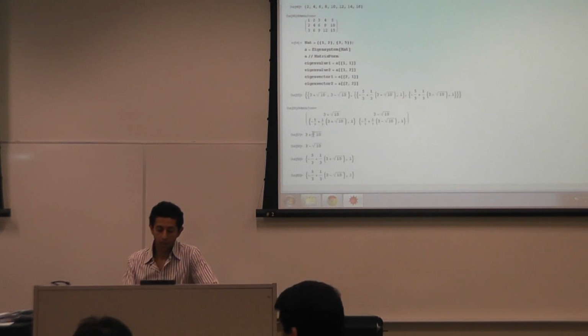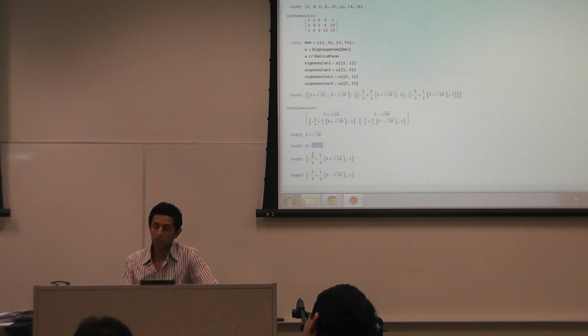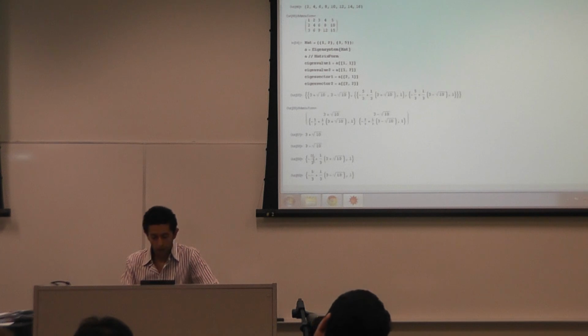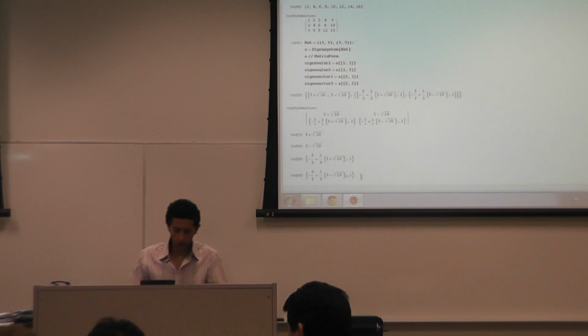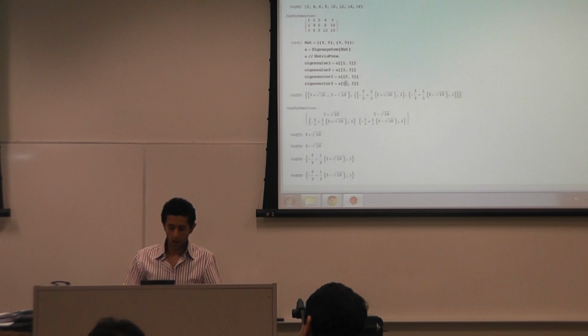This is the first eigenvector, the second eigenvector, and the associated eigenvalues. Eigenvalue 1, eigenvalue 2, eigenvector 1, eigenvector 2. And you can see that the vector is between curly brackets. Alright, do you guys have any questions about how to do this here?